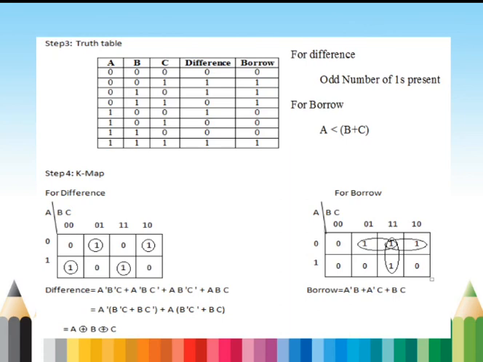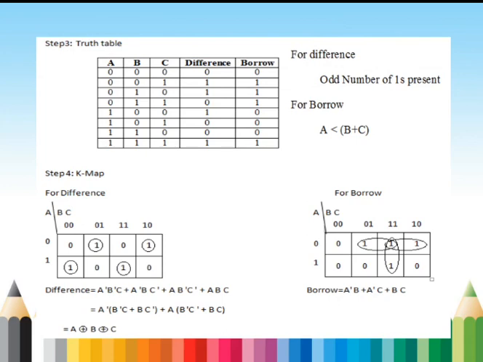So let's start analyzing this truth table. For finding difference and borrow values, we have a condition. In order to find the difference, an odd number of ones should be present in the input values. For finding borrow, the minuend becomes less than the sum of the subtrahends. That means A should be less than the sum of B and C. So with this special case, we analyze the truth table for finding difference and borrow.